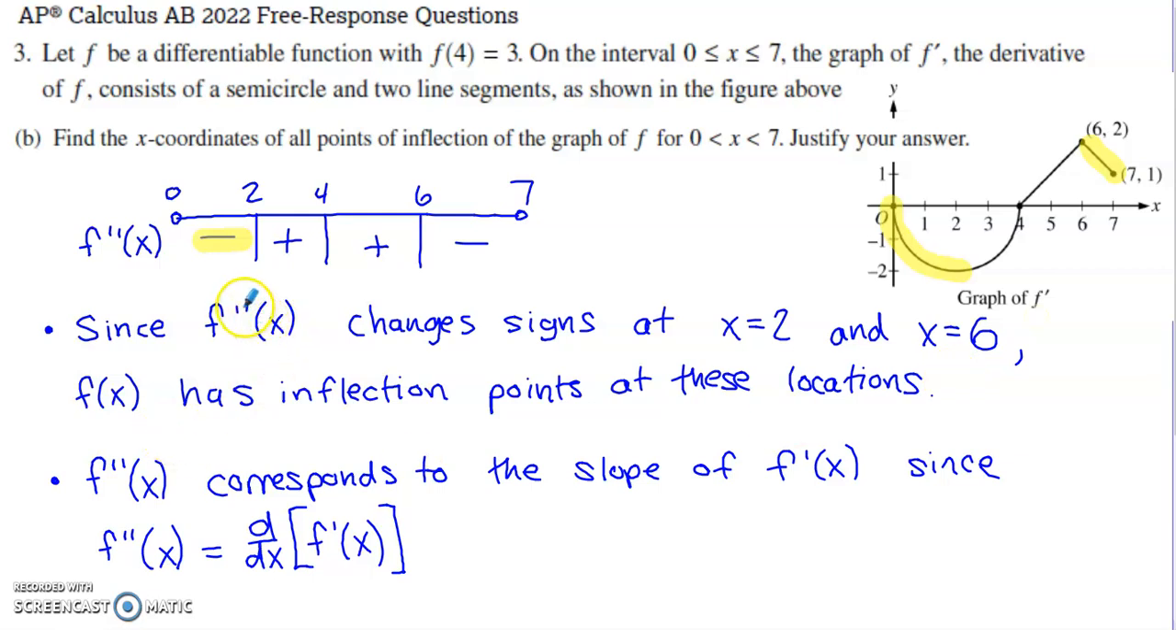The two places where we do change concavity, and direction of the change doesn't matter, it can be concave down to concave up to concave down. As long as you have a sign change for the second derivative, you have an inflection point at any location where that happens, and that happens to the x value of 2 and the x value of 6.